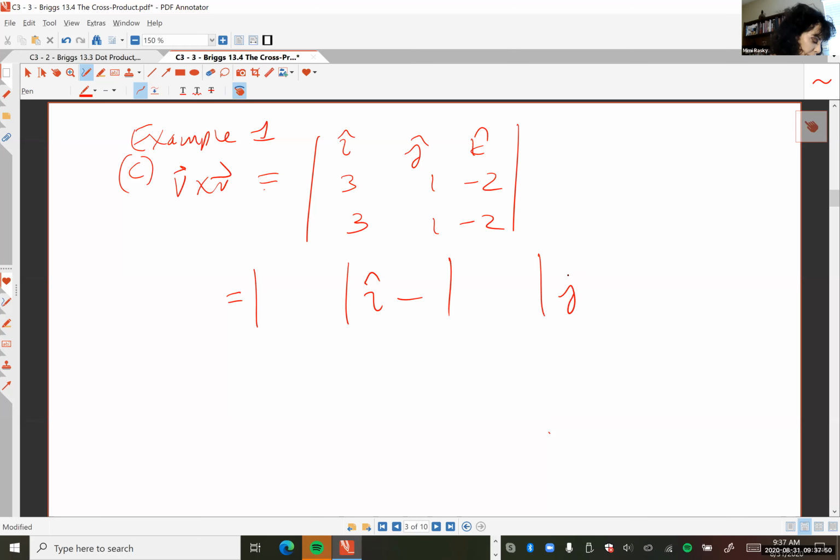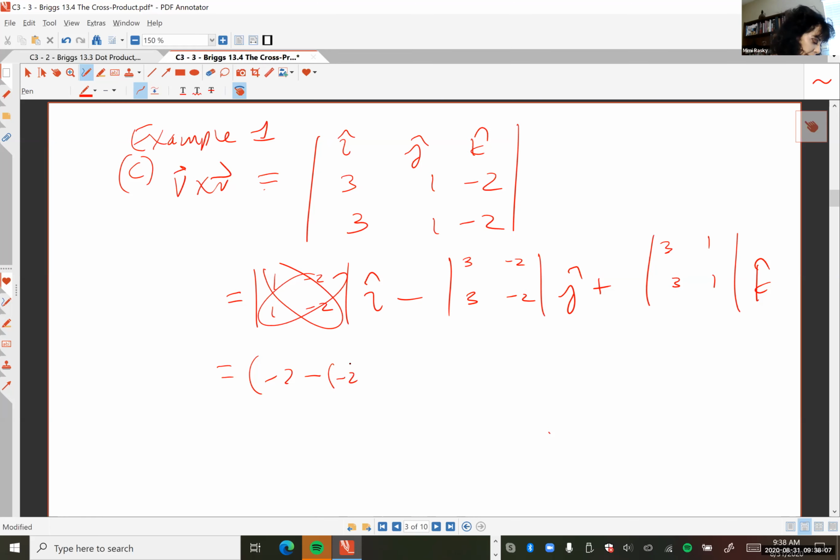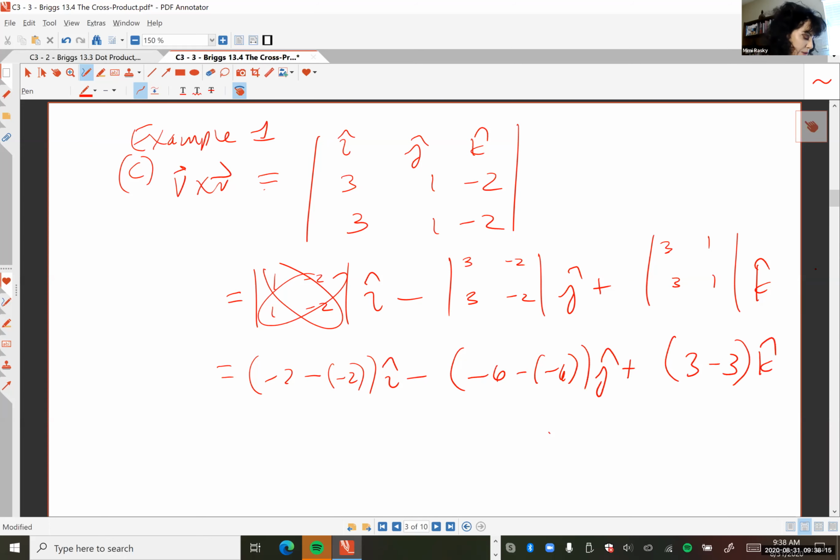Okay, so if I use the 2 by 2 determinant i hat, minus 2 by 2 j hat, plus 2 by 2 k hat, I'm going to go 1, negative 2, 1, negative 2, 3, negative 2, 3, negative 2, 3, 1, 3, 1. Major diagonal minus minor diagonal, for each one. What happens?